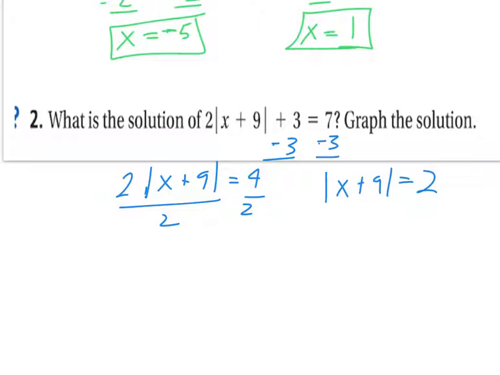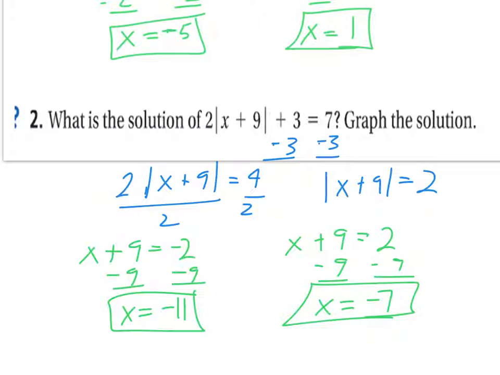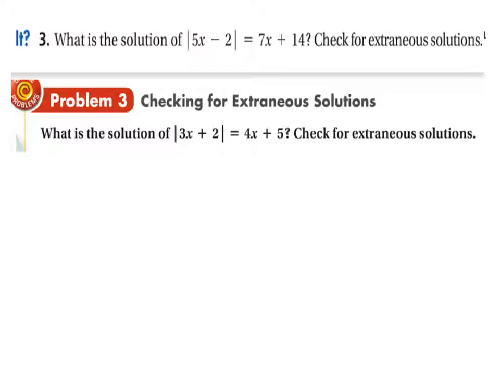So we set up our two equations. We set up x plus 9 equals negative 2 and x plus 9 equals positive 2. And again, not much for us to do here. We just subtract the 9. We get negative 11 for one answer and negative 7 for the other answer. And remember, the x values can certainly be negative. That's perfectly fine, and if you're ever not sure, you can always plug that value back in and check your answer to make sure that works.